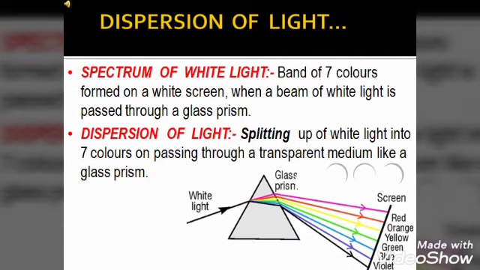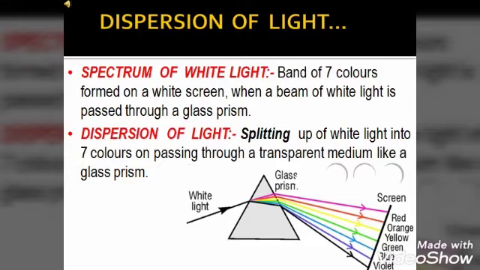Next we have dispersion of light. Now do you know what a spectrum is? It is a band of 7 colors. Which 7 colors? These are your rainbow colors which are formed on a screen when a beam of white light is passed through a glass prism.